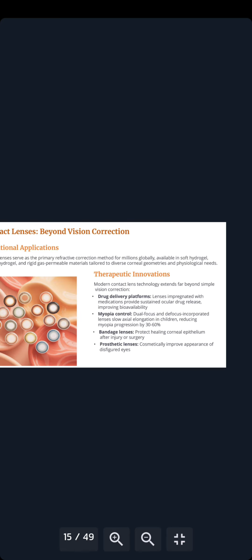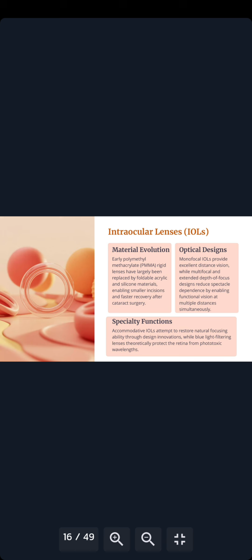And we also have prosthetic lenses that cosmetically improve the appearance of disfigured eyes. For example, your patients may have an accident and lose part of their eyes, or their eyes are not looking very well. After using this prosthetic lens, you cannot see the appearance of that disfigured eye, and it helps your patients a lot. It will help their self-esteem and feeling better, not to feel ugly to the others.